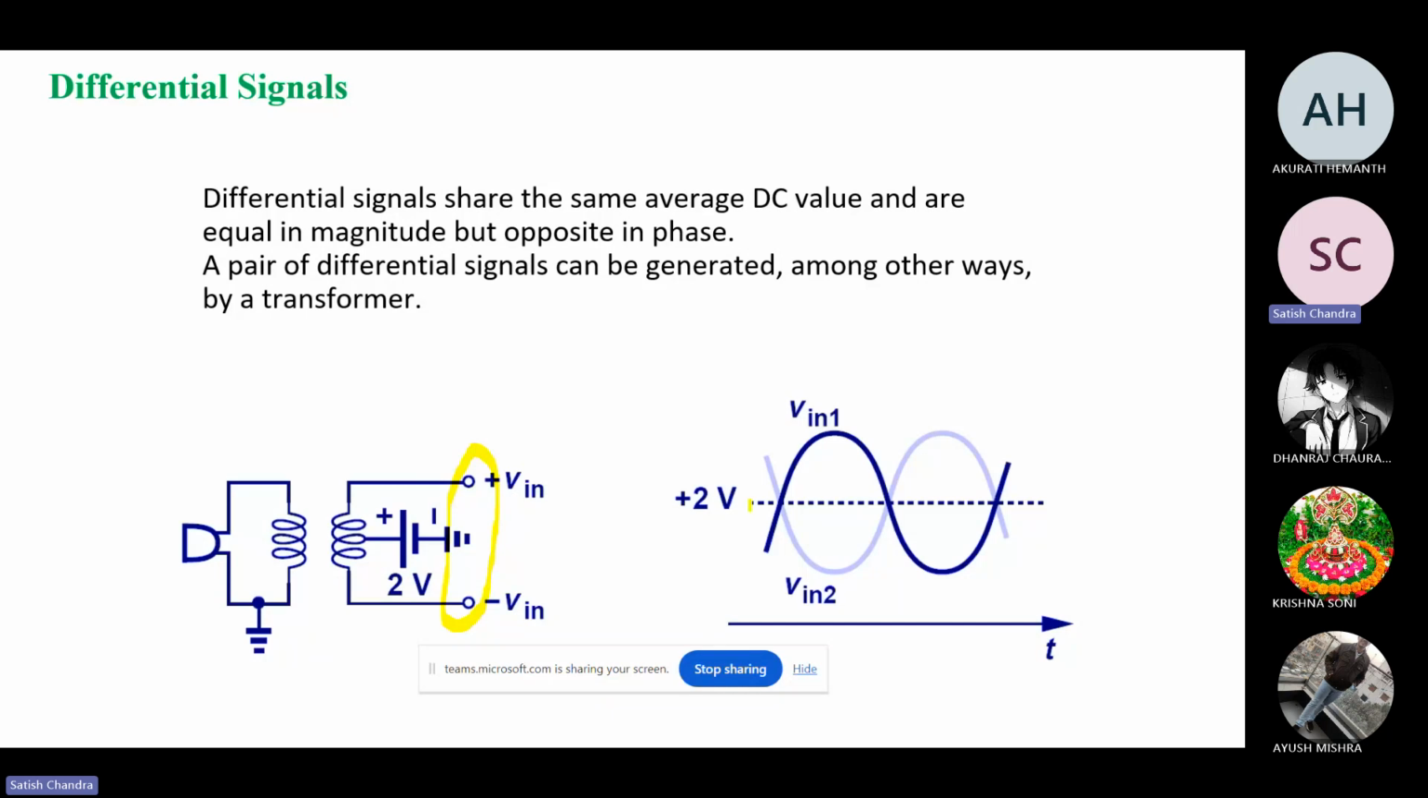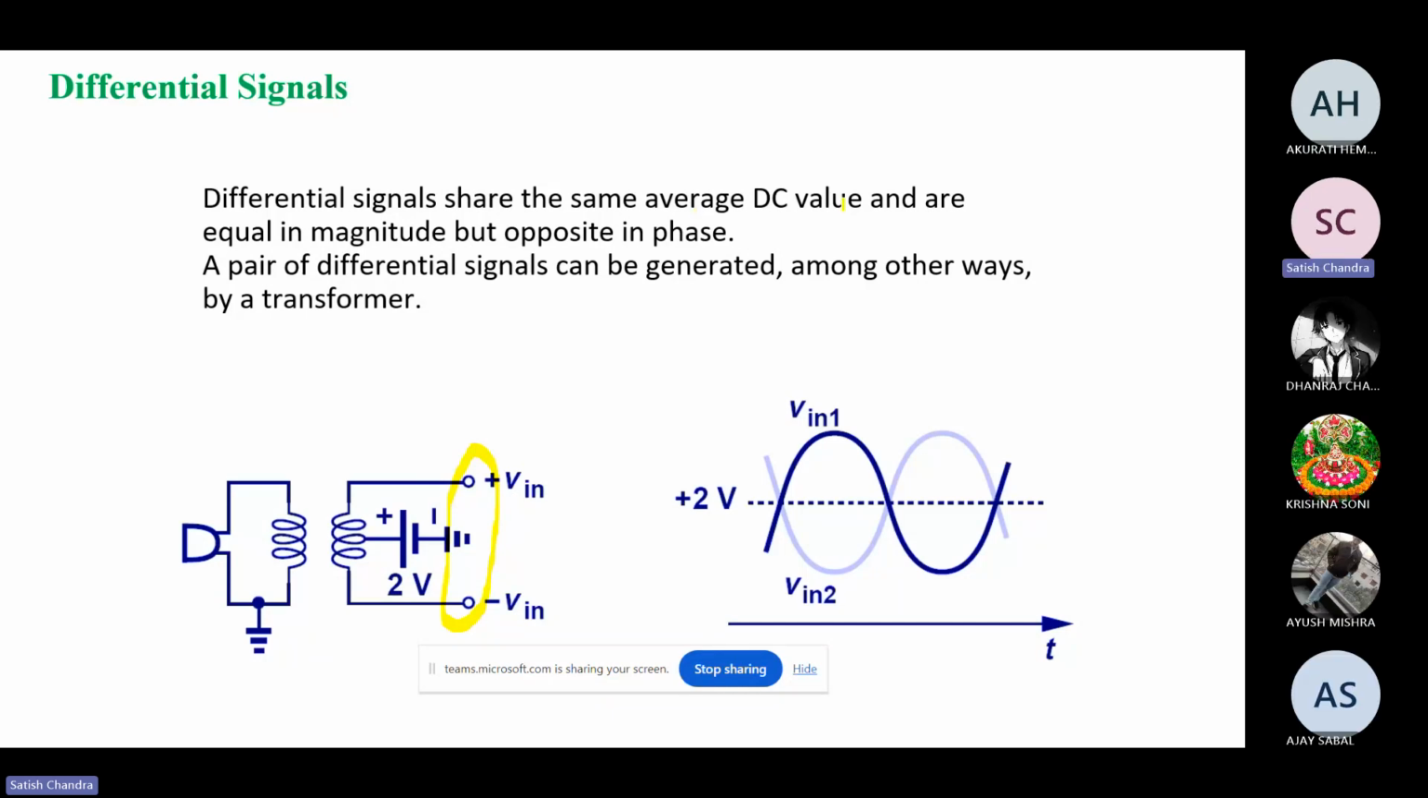And what is going to happen? That is going to have the same DC level. So that is what is written here: differential signals share the same average DC value and are equal in magnitude but opposite in phase. That is nothing but 180 degrees of phase. So a pair of differential signals can be generated, among other ways, by the transformer. That is how we can generate differential signals.